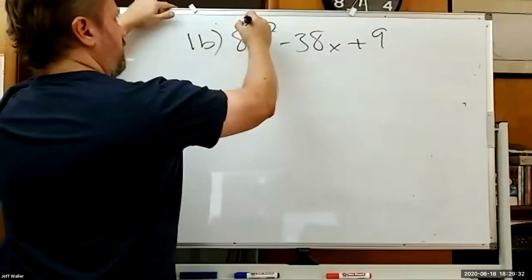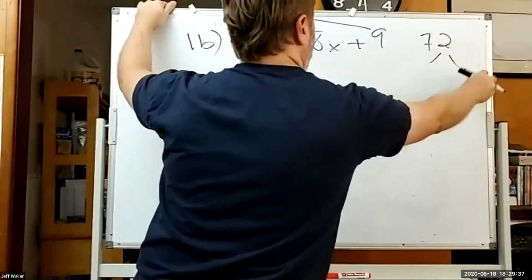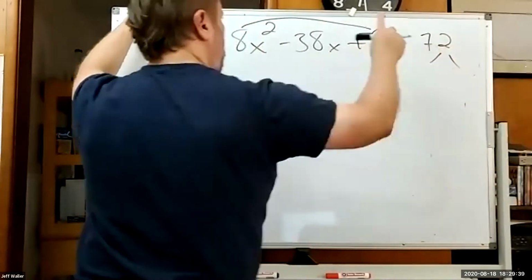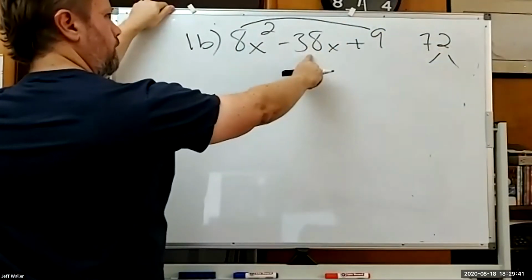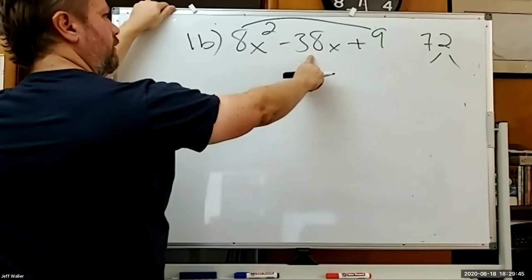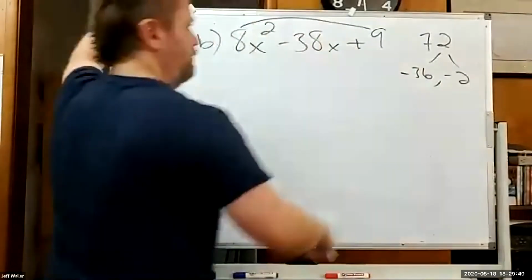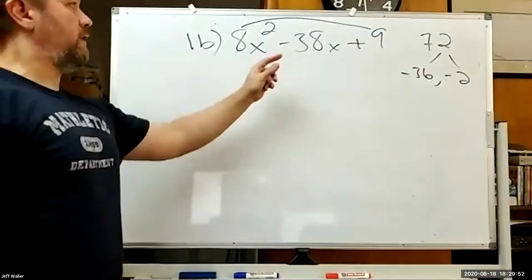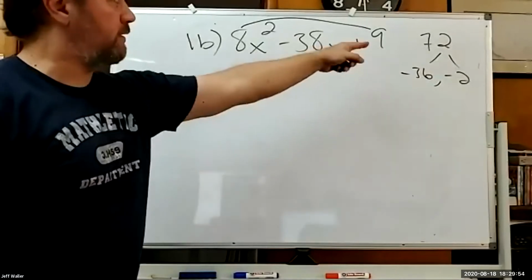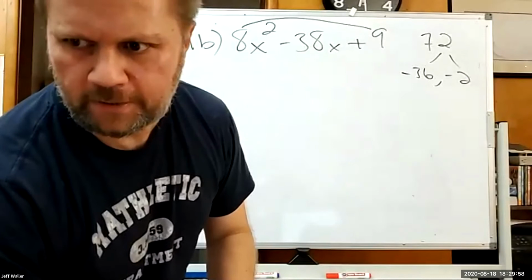So like you said, you take the A coefficient and the C, you multiply them to get 72, and you try to find factors of this that add to be that. Negative 36, -2. Yeah. Okay. Sometimes it's easier to start with what adds to be this, and then check to see what multiplies to be that. Let me mute everybody.